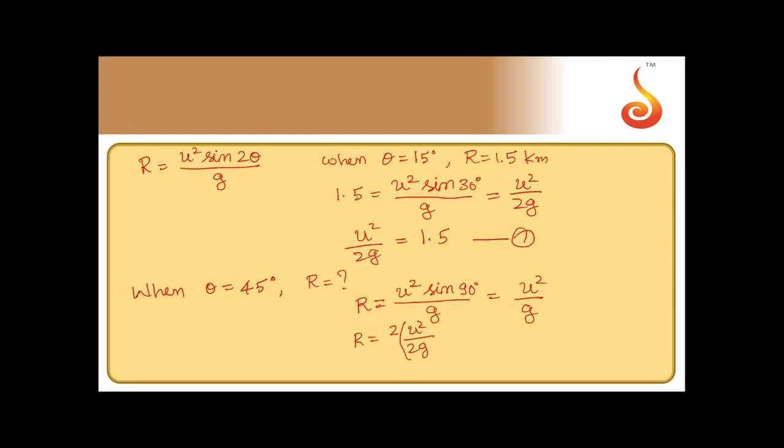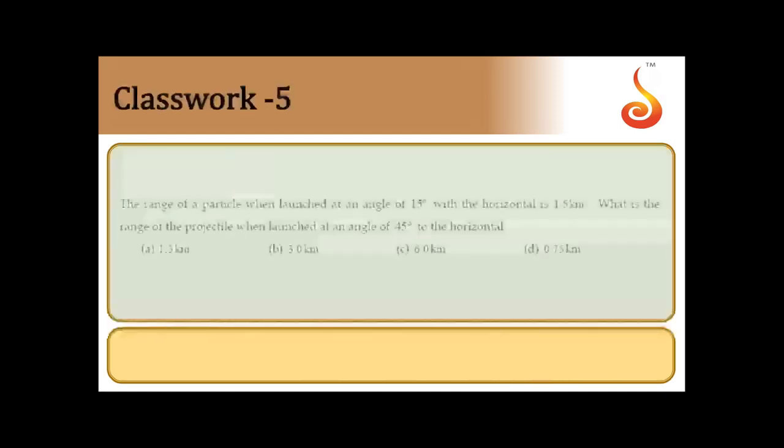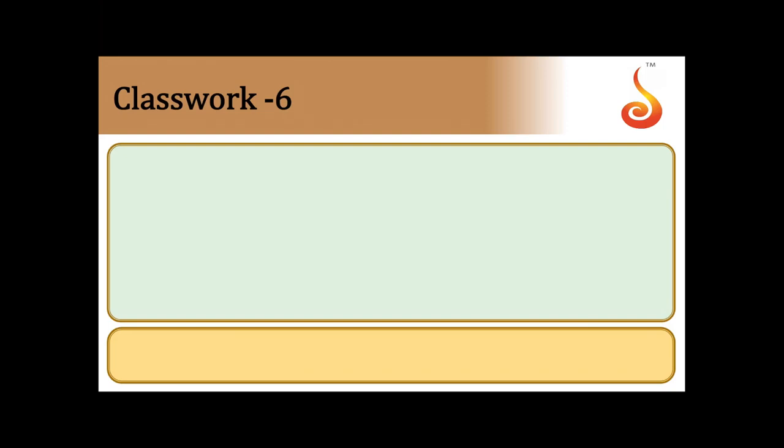Now I'll put bracket for this. U square by 2g is 1.5. So it will be 2 into 1.5, that is equal to 3 kilometer. This should be the range, that is option B. Okay, we shall move on to next one.